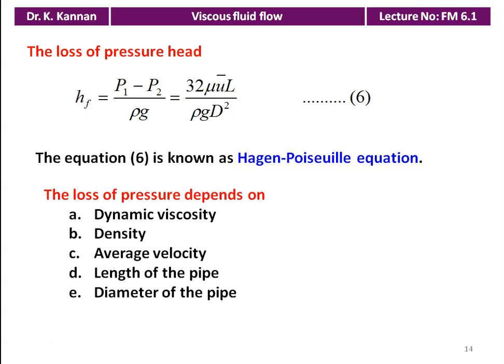Here we find that the loss of pressure head depends on the dynamic viscosity, density, average velocity, length of the pipe, and diameter of the pipe. So the higher the density, the loss of head will be lesser, right? The absolute viscosity should be lower and the density should be higher, so the loss of pressure will be less.